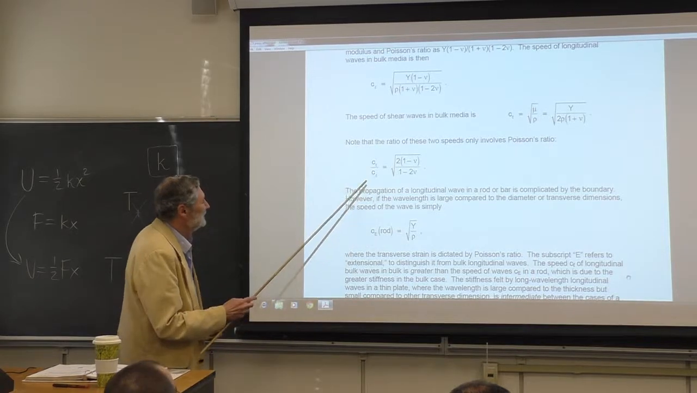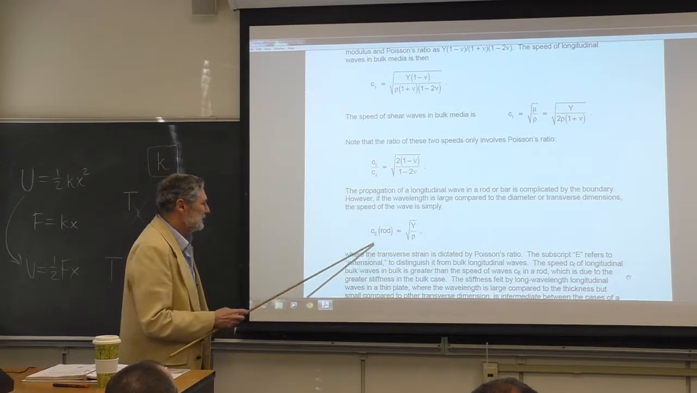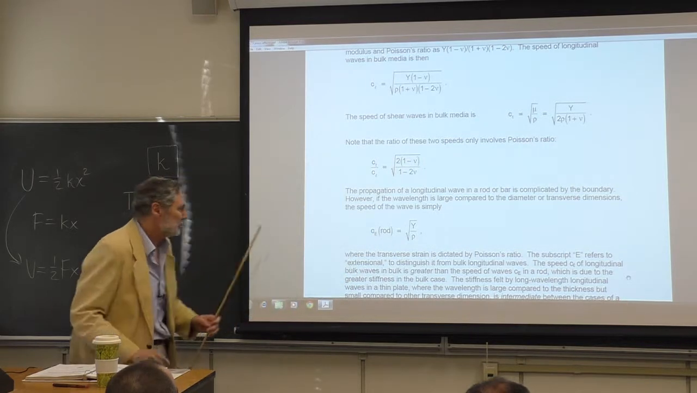The notation here is kind of weird. L is longitudinal, T is transverse. This E is extensional, I think. This refers to that.